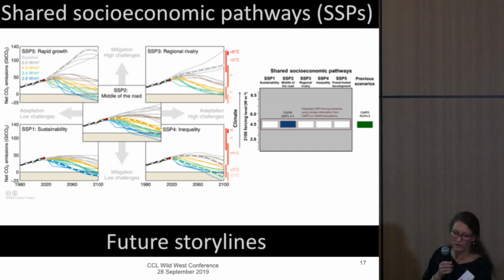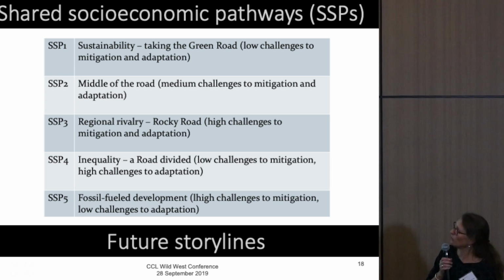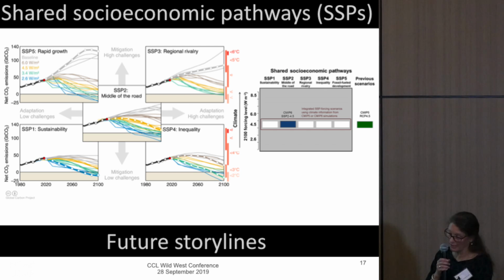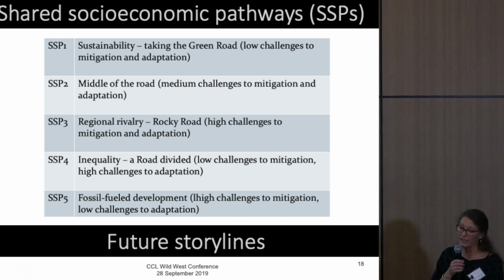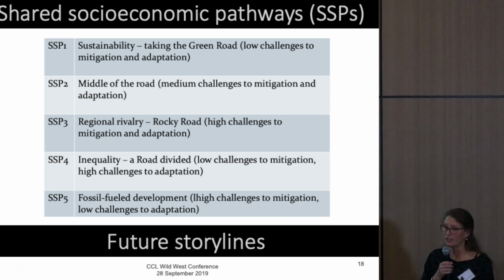So in this next plot, we'll look at the SSP1, which was in the lower left corner, was sustainability. It's basically taking the green road, so it's low challenge to mitigation and adaptation. The one in the middle, if I go back for just a sec, was the middle of the road, and that has medium challenges to mitigation and adaptation. The third one has regional rivalry. That's a rocky road. That would be high challenges to mitigation and adaptation. That's sort of a worst case scenario.